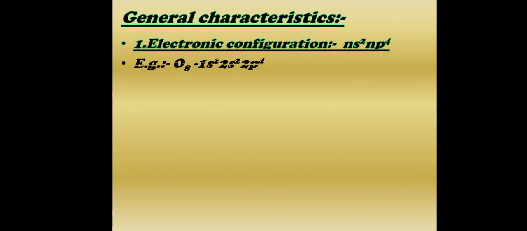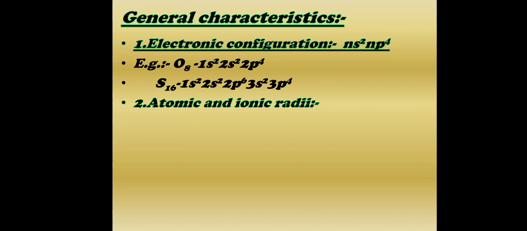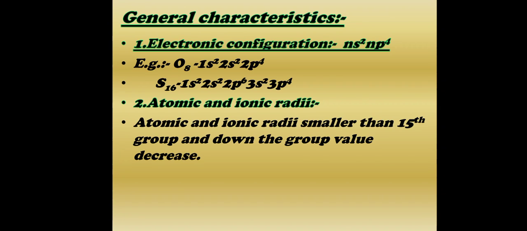Let's talk about general characteristics of 16th group elements. The first one is electronic configuration. Of course, it is ns2np4. That means outer 6 valence electrons. So, oxygen is atomic number 8, 1s2, 2s2, 2p4, sulfur 16, 1s2, 2s2, 2p6, 3s2, 3p4.